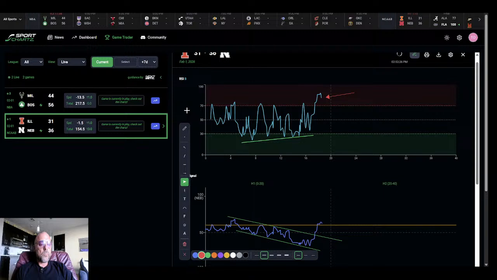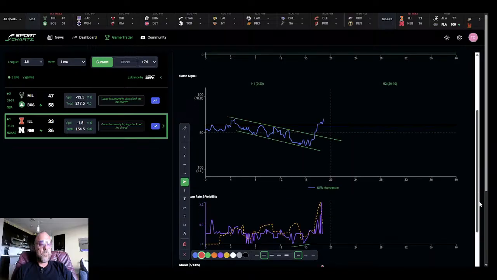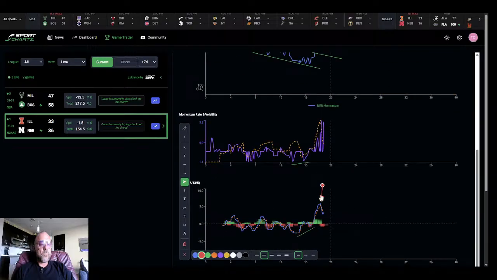So he missed the three-pointer. Illinois got the ball. 31-36. Oh, Nebraska scores again. Cool. Nice. Uh-oh, breaking out. I mean, I like it. Nice. Just see though, we're really overbought. Maybe negative divergence now.